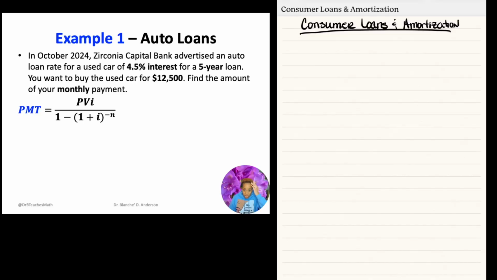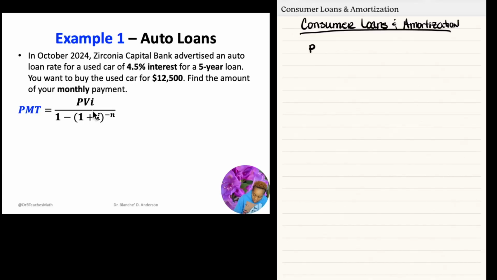So this one says in October 2024, Zirconia Capital Bank advertised an auto loan rate for a used car of 4.5% interest for a 5-year loan. You want to buy the used car for $12,500. It's not bad. Find the amount of your monthly payment. So we have the formula, right?